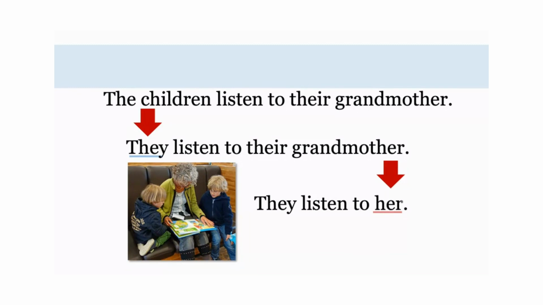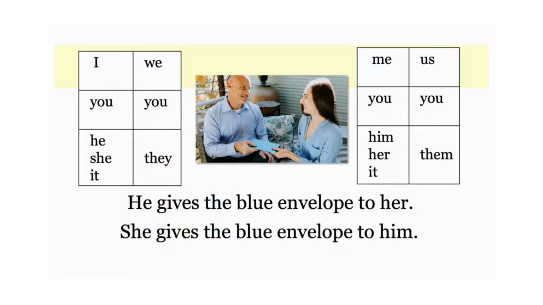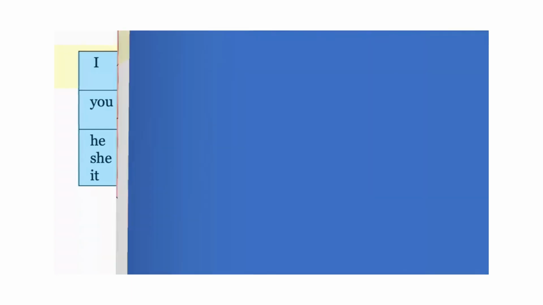In this lesson, you learned the difference between subject pronouns and object pronouns. These are the subject pronouns. The subjects do the action, and here are the subject pronouns in sentences. These are the object pronouns. The object pronouns receive the action or the result of the action, and here they are in the sentences. You already know subject pronouns: I, you, he, she, it, we, you, and they.